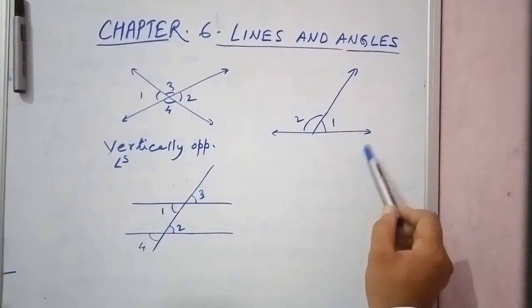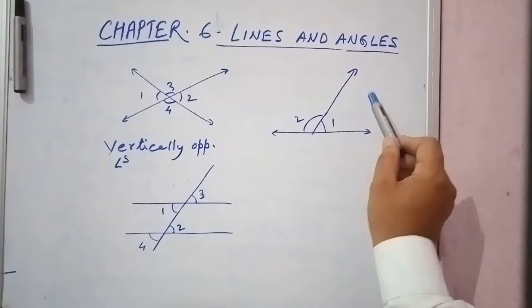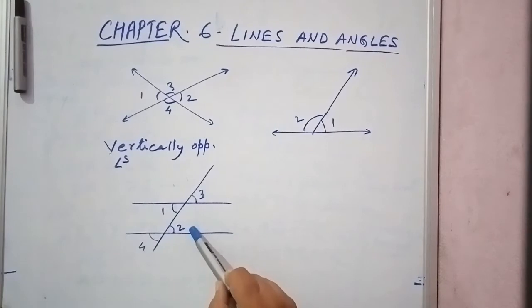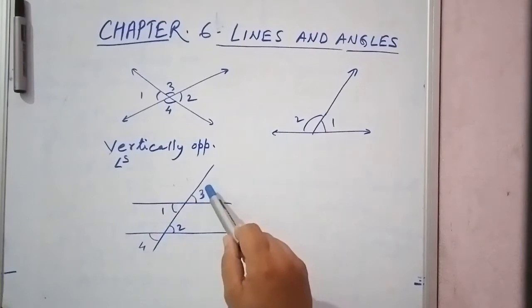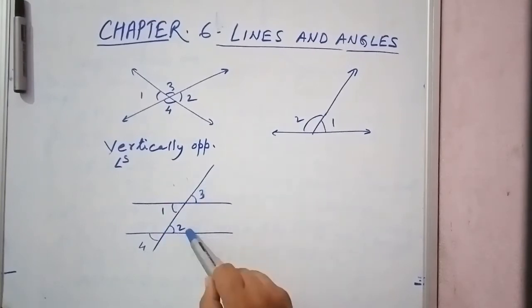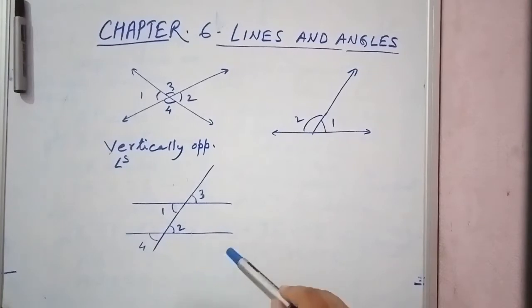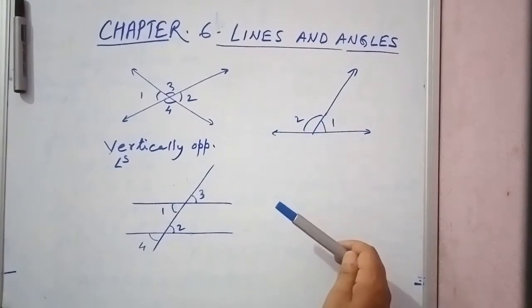Similarly, in this figure these two angles form a linear pair. And in this, if two lines are parallel and a transversal falls on these two lines, then alternate angles, that is angle 1 equals angle 2. Similarly, if some angle here equals this angle, angle 3 equals angle 2, these are corresponding angles. Similarly, angle 1 equals angle 4, also corresponding angles. These are some points you learned in earlier classes.